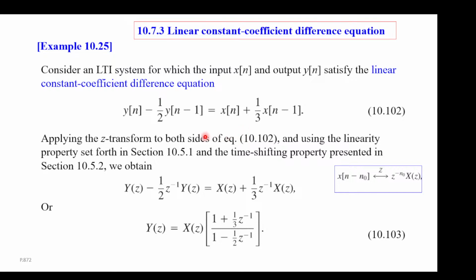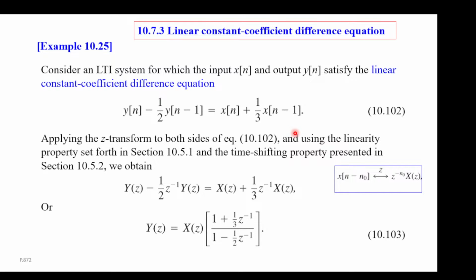Remember the difference equation: we have a linear combination of y and a linear combination of x with some differences, meaning that you do some time shift here. So y of n minus 1, x of n, x of n minus 1, etc. And here we just have a particular example: y of n minus 1 over 2 y of n minus 1 equal to x of n plus 1 over 3 x of n minus 1.